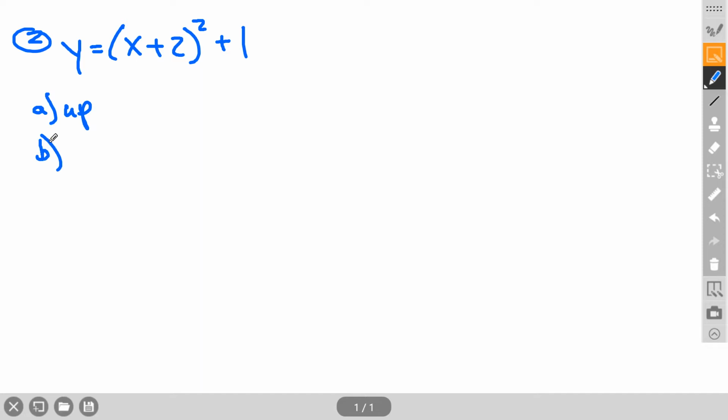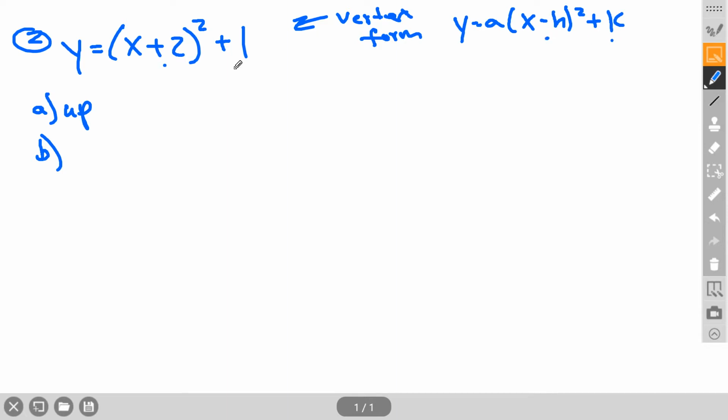B, the coordinates of the vertex. Well, this is in vertex form. Vertex form is y is equal to a times (x minus h) squared plus k. So the vertex is going to be the opposite of this value, comma this value, because that's minus. So that's going to be -2, comma 1 is the vertex.